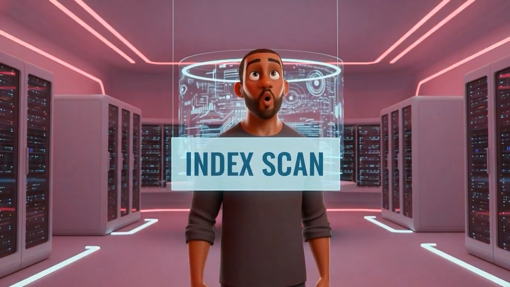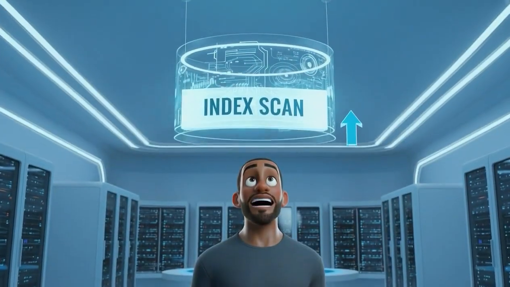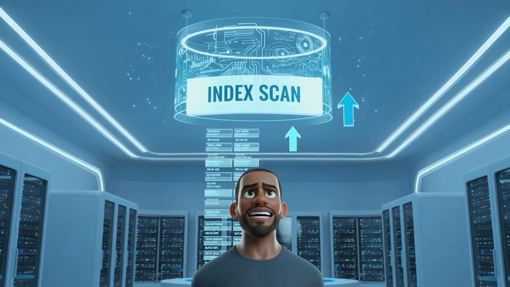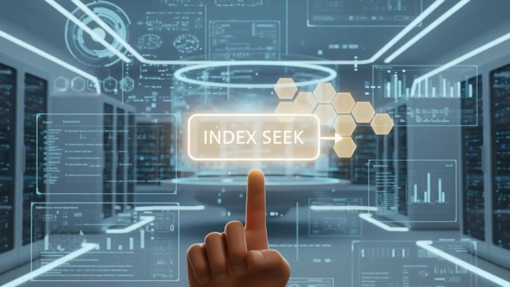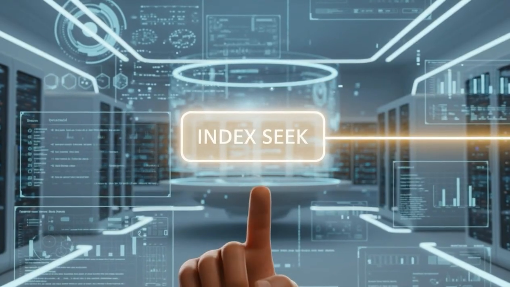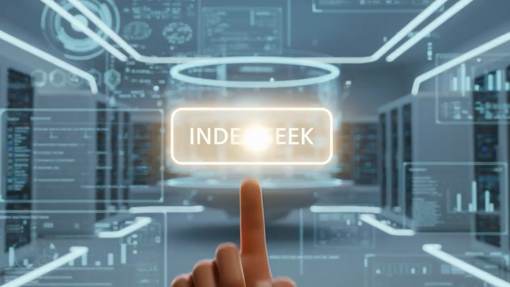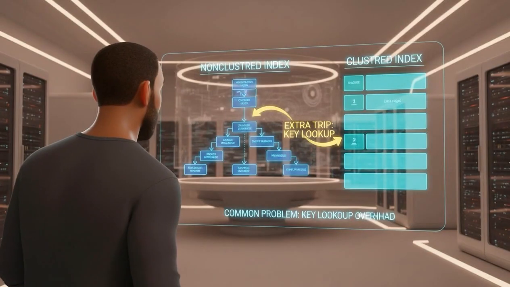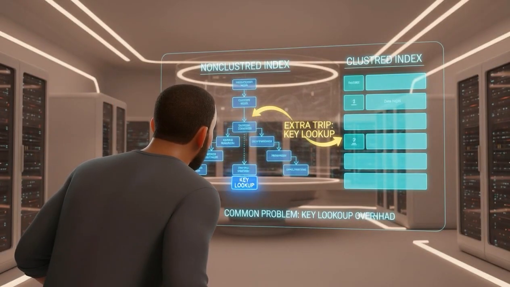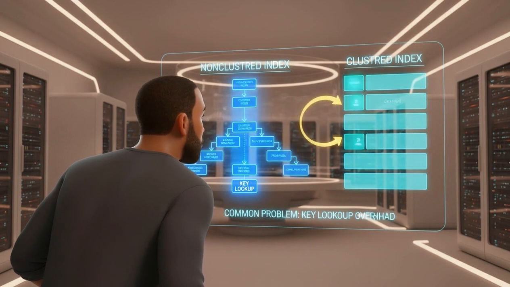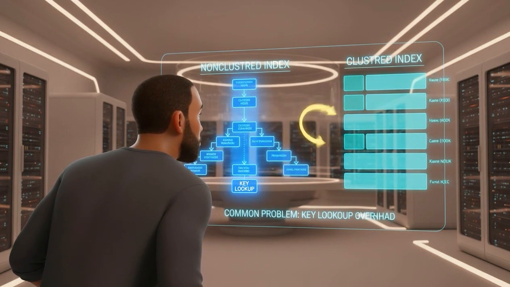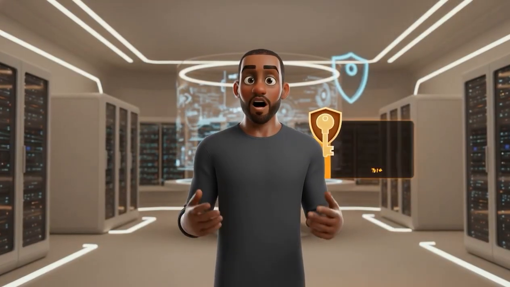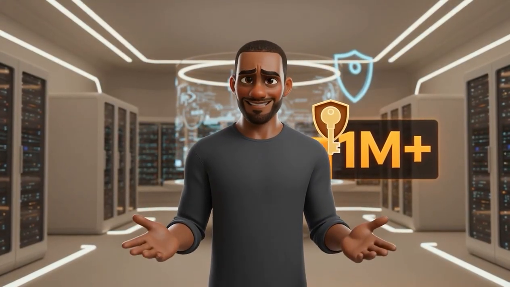Index scan reads all rows from an index. Better than a table scan because indexes are narrower, but still reads more data than necessary when you only need a few rows. Index seek jumps directly to the rows that match your query using the index structure. This is what you want to see for most queries. It's efficient and scalable. Key lookup appears when SQL Server finds rows using a non-clustered index, but then has to go back to the clustered index to fetch additional columns. Key lookups on large row sets are a common performance problem that covering indexes solve.